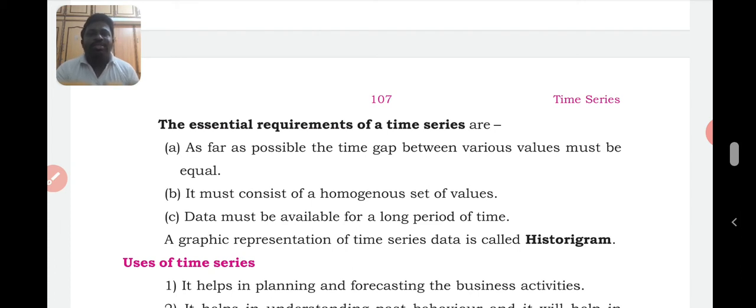So you must consider at least 5 to 6 years, at least 6. If you are going for a month, at least 5 months. If you are going for days, at least 5 to 10 days. Got it? So when you go for the data, the data must cover a long period of time.